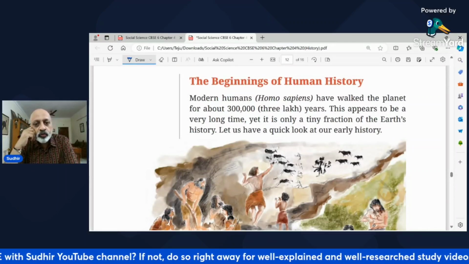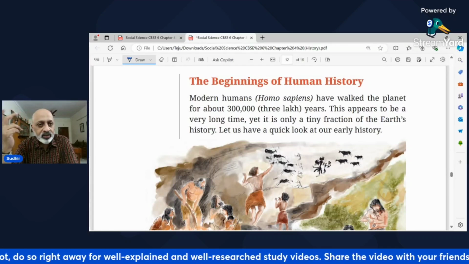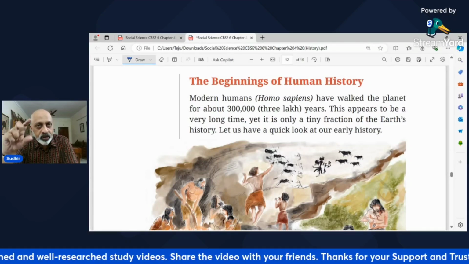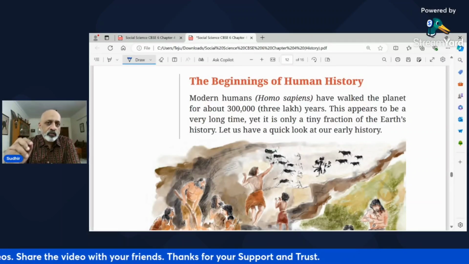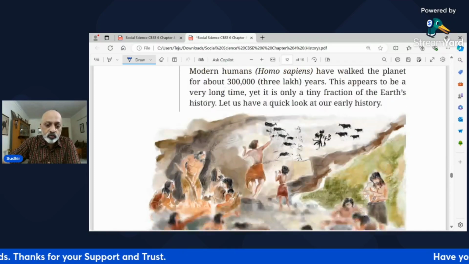Now, beginnings of human history. Modern humans, that is Homo sapiens, have walked the planet for 3 lakh years, okay, 300,000 years. Now, this appears to be a long time, but in terms of the overall history of the earth, it's a very small fraction, because the earth has existed for billions of years.